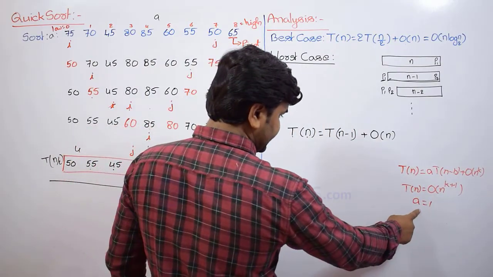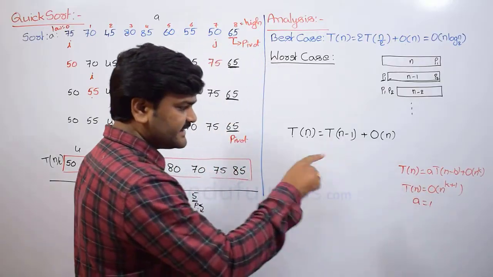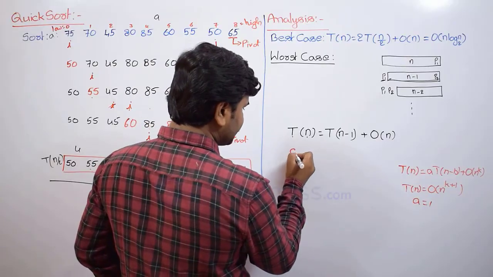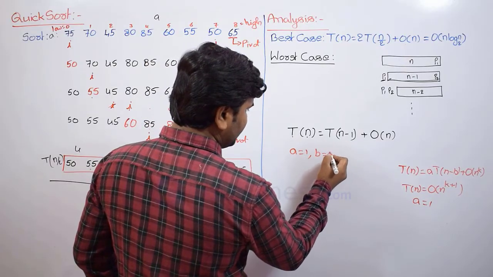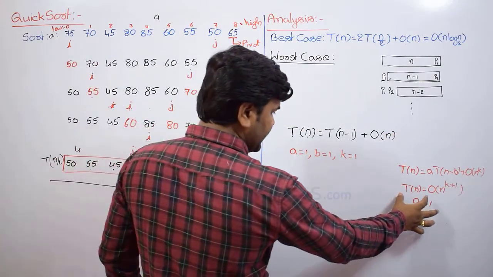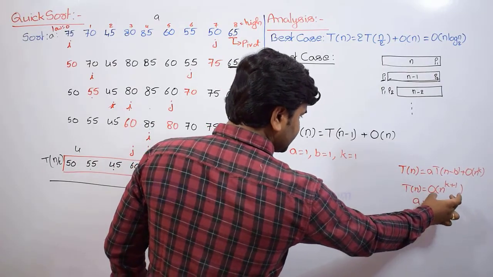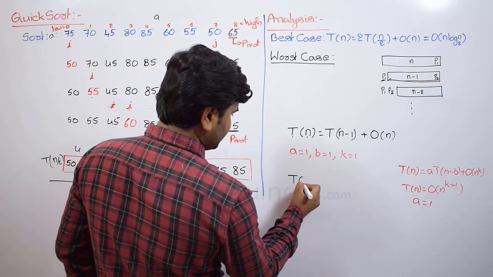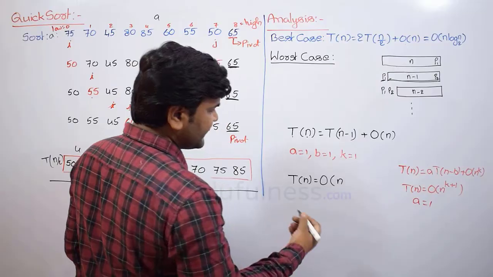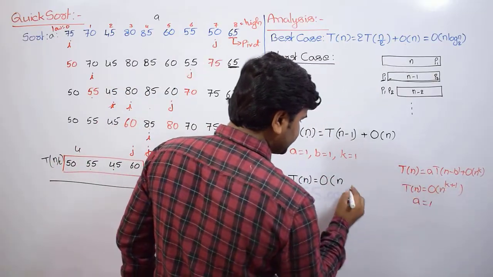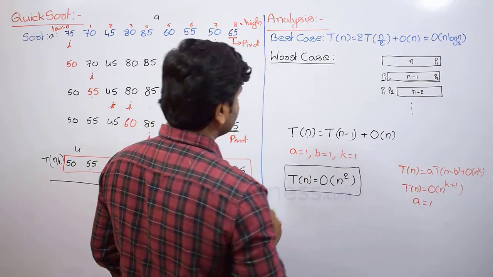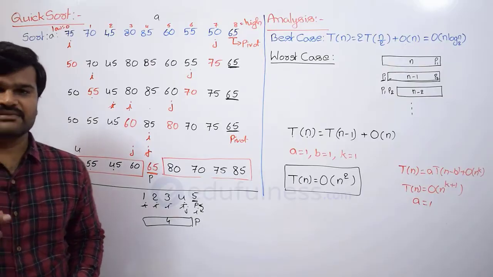Only this case we are taking actually. There is one case for A less than 1, one case for A equal to 1, and one case for A greater than 1. Here you can observe A is 1, B is also 1, and k is also 1, that is what n power k, k is 1. Whenever A is 1, we take this. So T of n equals big O of n power k plus 1, k is 1, 1 plus 1 is 2, n square. So this is the time complexity in case of worst case for the quick sort.